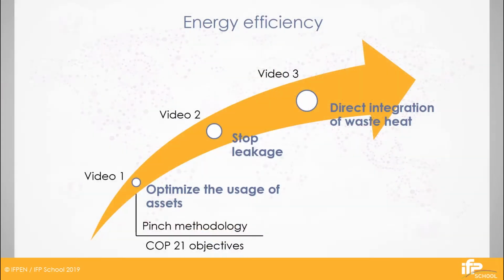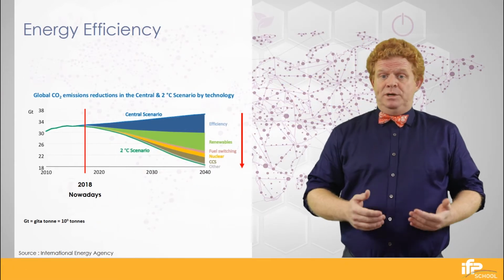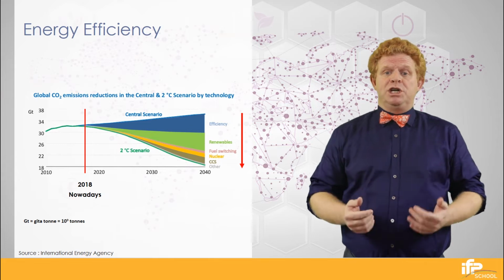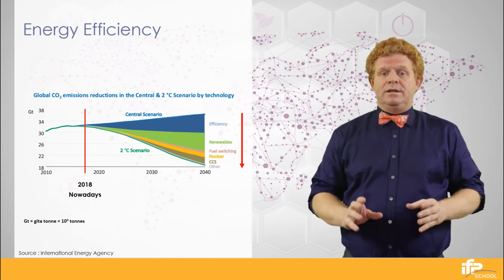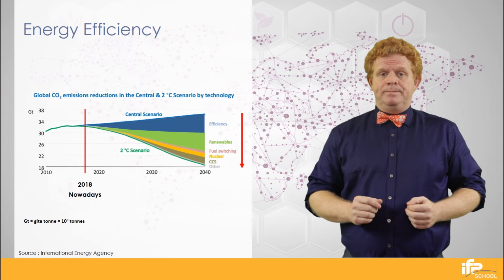In this video, we will take a look at the energy efficiency importance as a key element to reach the COP21 objectives. As you have seen several times during this MOOC, in order to reach the objective of keeping global warming effect below 2 degrees, we have to reduce our CO2 emissions.